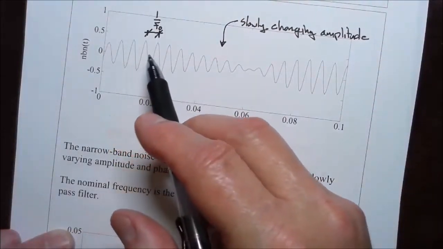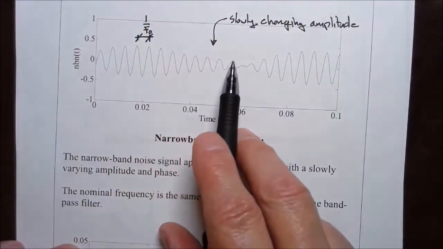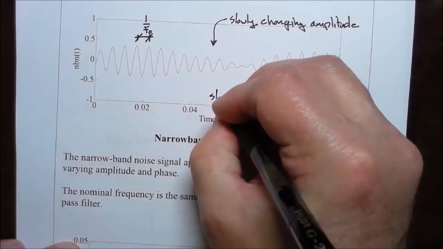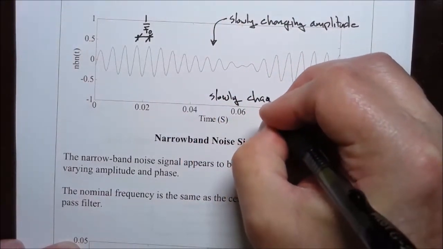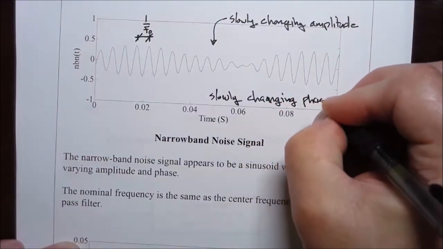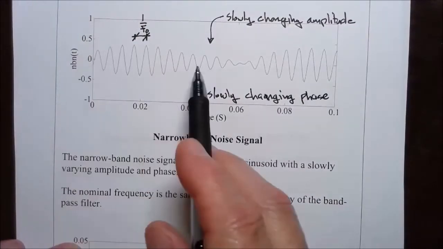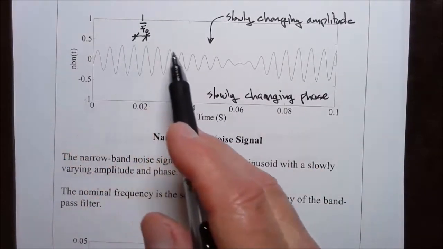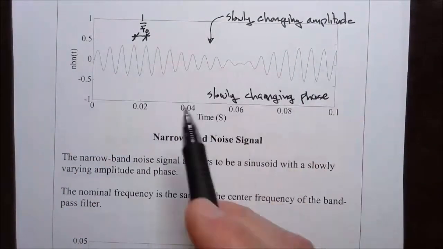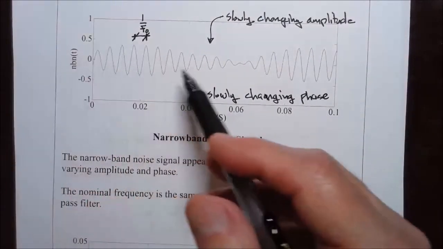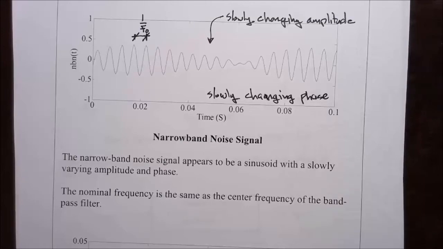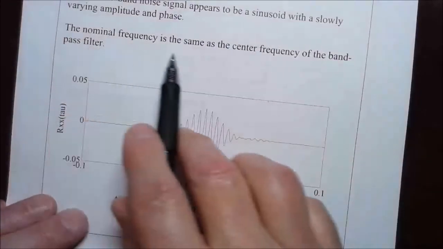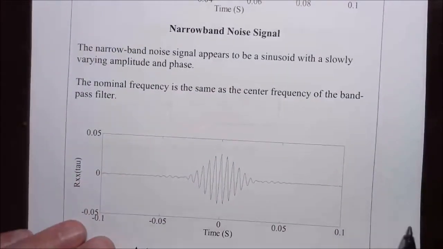And it's not visible to the naked eye, but the instantaneous phase would also be changing. Now that's not really visible, but I'm going to assert that we have also a slowly changing phase angle. We can model this as a sinusoid at the center frequency of the bandpass filter, a random sinusoid with a slowly changing random amplitude and a slowly changing random phase, and this is what the noise that makes it through the bandpass filter looks like. Say the narrowband noise appears to be a sinusoid with a slowly varying amplitude and phase. This nominal frequency is the same as the center frequency of the bandpass filter.